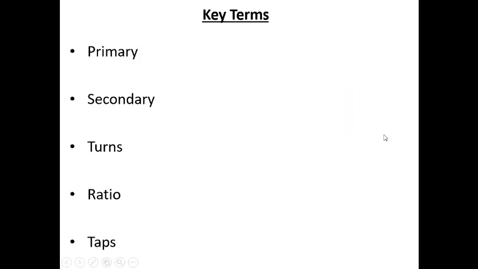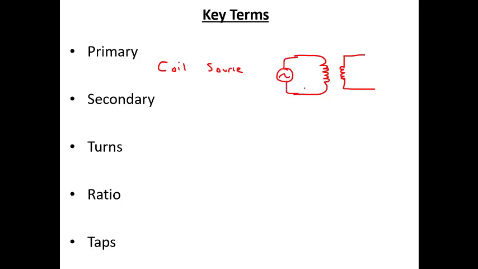All right, so let's look at some key terms here. The first thing that we're going to talk about is the primary. We talked about this a second ago. The primary is the coil that is attached to the source. Later on in these lessons, we'll start drawing transformers like this. This is the electrical schematic of a transformer. This is what we would see on our electrical schematic. We'd have a power source connected to the primary.